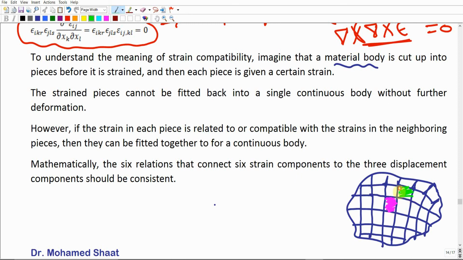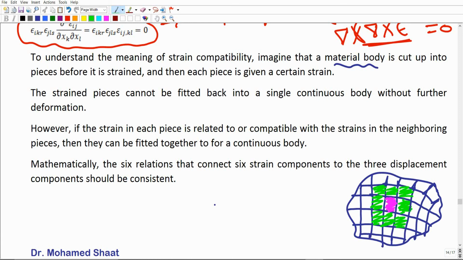These are the elements surrounding this purple, or pink, element, right? Make sense? If the strains in the green elements, in addition to the strain of this pink element in the middle, are not consistent, and you try to squeeze this element into the middle of this continuum, it's going to push the other elements, resulting in excessive strain in them.